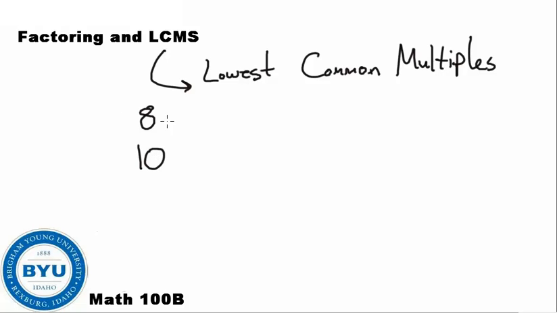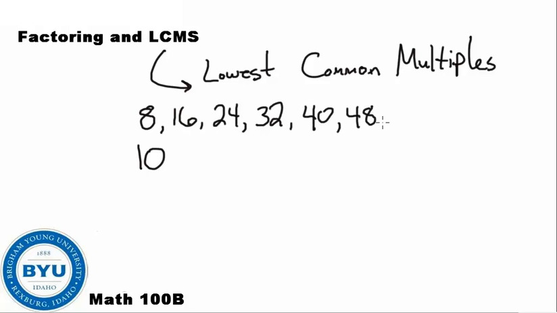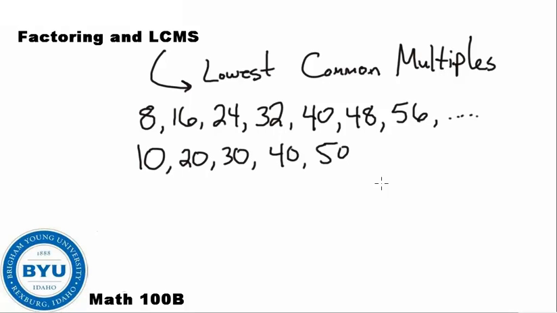Well, one way to do this is to write out the multiples of each number. So 8, 16, if we added another 8, we get 24. Add another 8, we get 32. Add another 8, we get 40. Add another 8, we get 48. Add another 8, we get 56, and so on. We could also do that with 10. 10, 20, 30, 40, 50, 60.